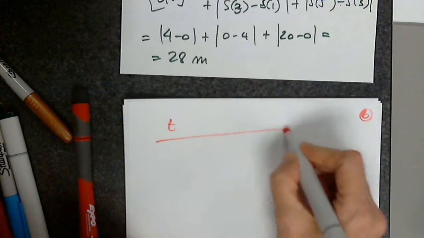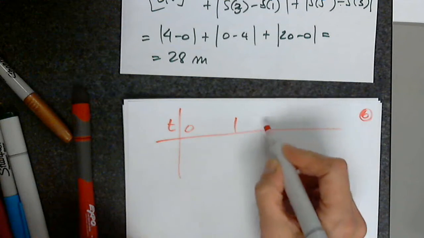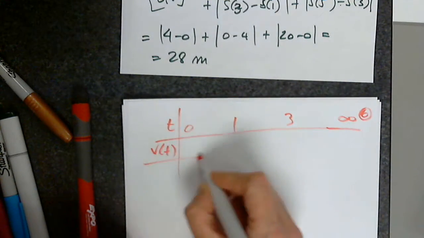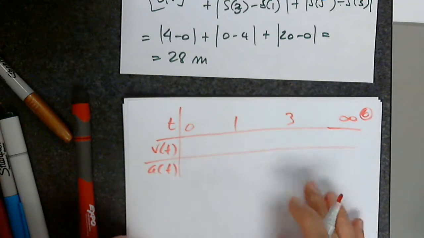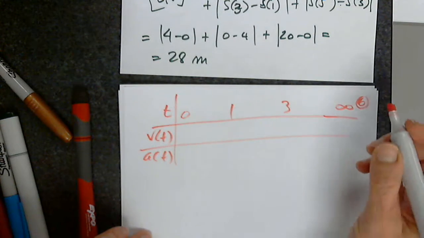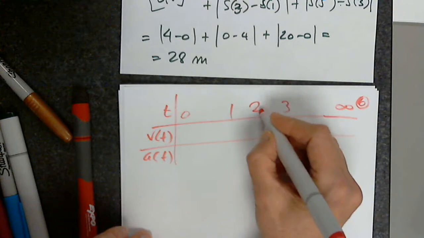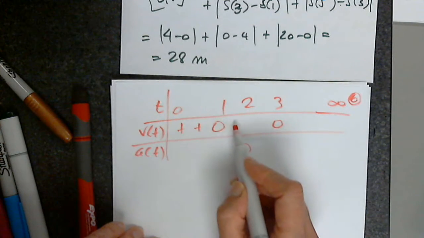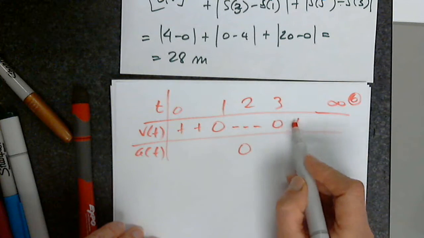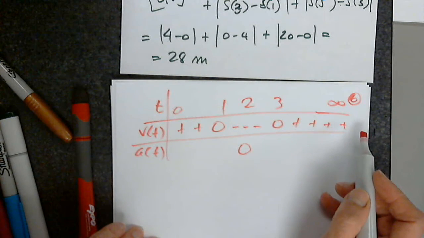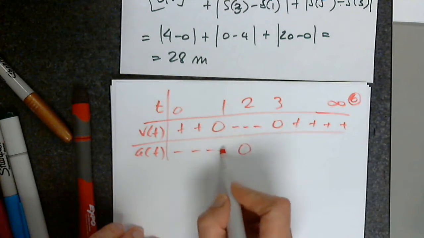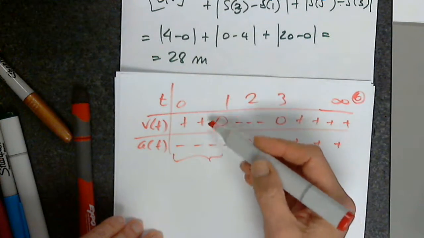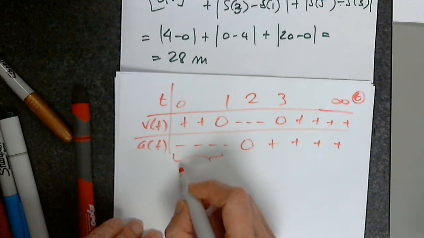So that's t: 0, 1, 3, infinity, and the velocity and the acceleration. The acceleration was 0 at 2. So this was positive, I think. Was it? And negative? Am I correct? Or the other way around? Okay, and this was negative, right? So between 0 and 1, they are going against each other, so it's slowing down.